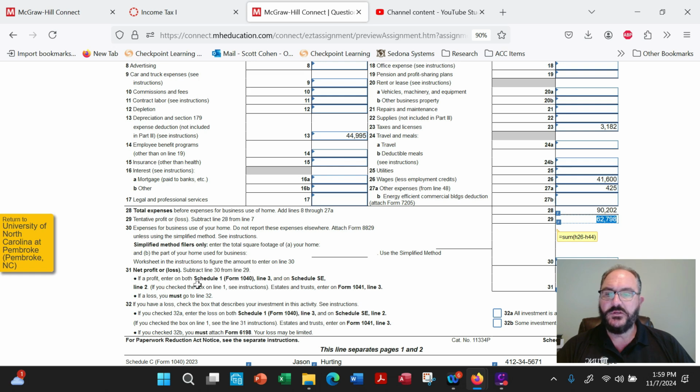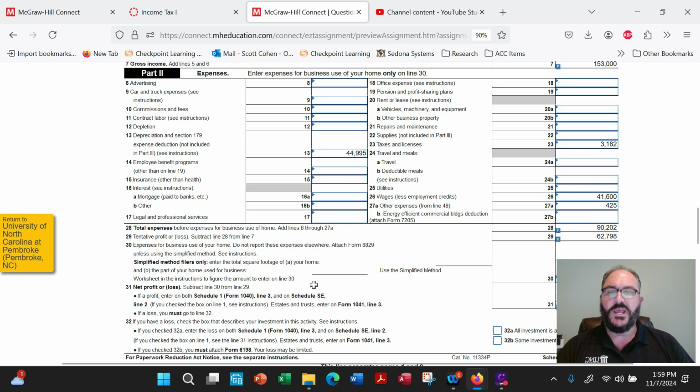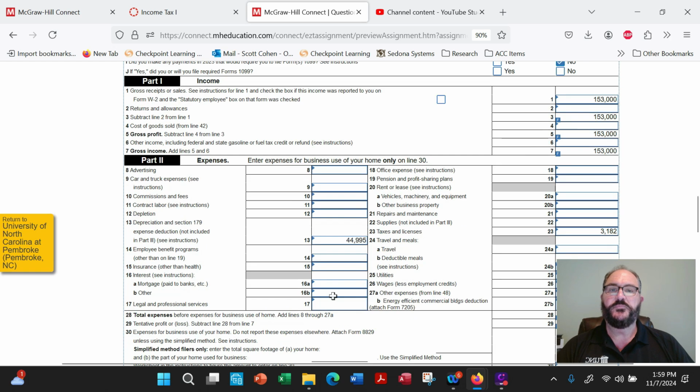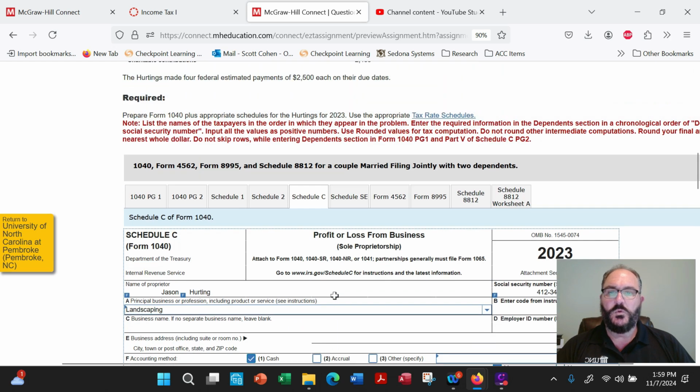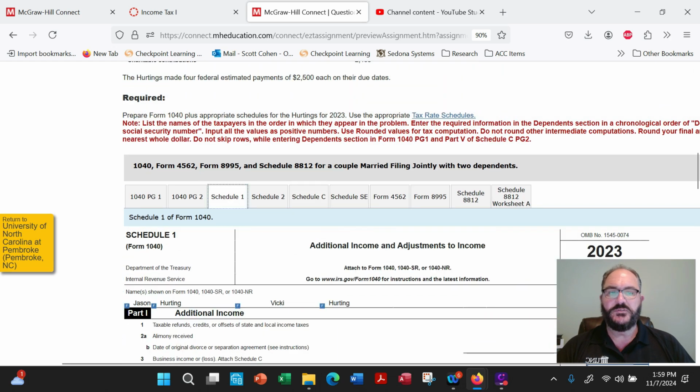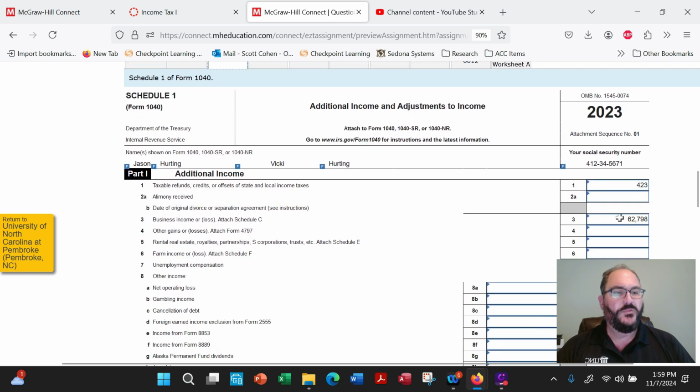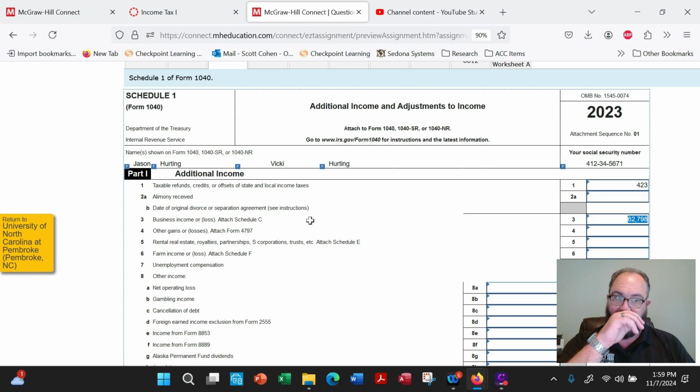Let's see what else here. So again, notice it goes Schedule 1, Form 1040, line 3. There it is, 62,798. And we have to put it on Schedule SE for the self-employment income. So let's go over to Schedule 1 first. There's the 62,798 that came from the Schedule C.